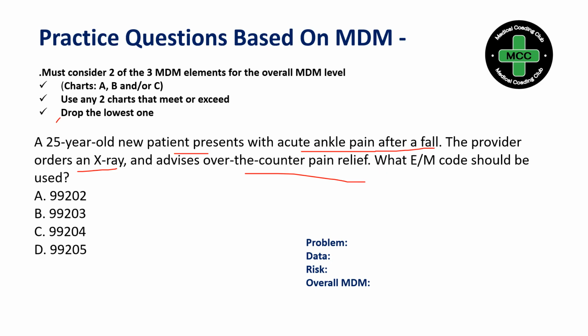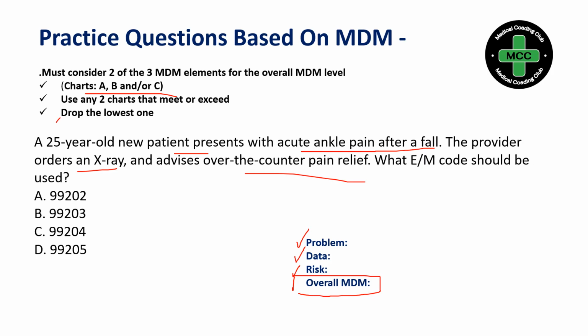So here, whenever we are dealing with the E/M outpatient codes, as we know, to reach the final MDM, we need these three charts, that is PDR. What is the problem level? What is the data level? What is the risk level? So based on this, we will get the overall MDM.